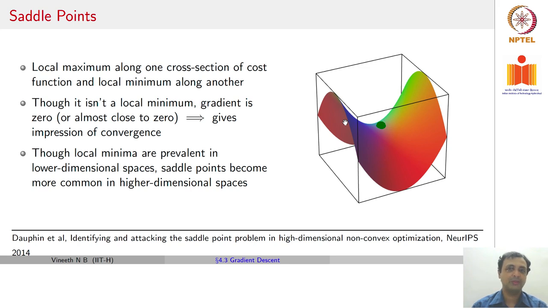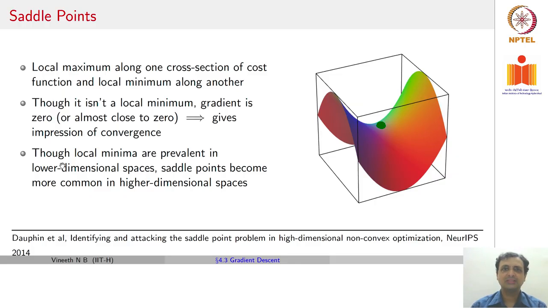Another important observation which was made in this particular work called Identifying and Attacking the Saddle Point Problem in High Dimensional Non-Convex Optimization, was that as you go to higher and higher dimensional spaces, which means as your network becomes more and more complex, with more and more weights, then your local minima, which would be more prevalent in low dimensional spaces, keep getting replaced by saddle points as the dimensionality increases.